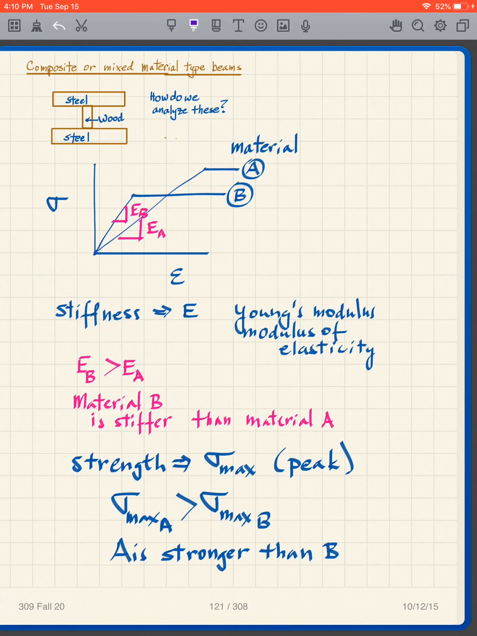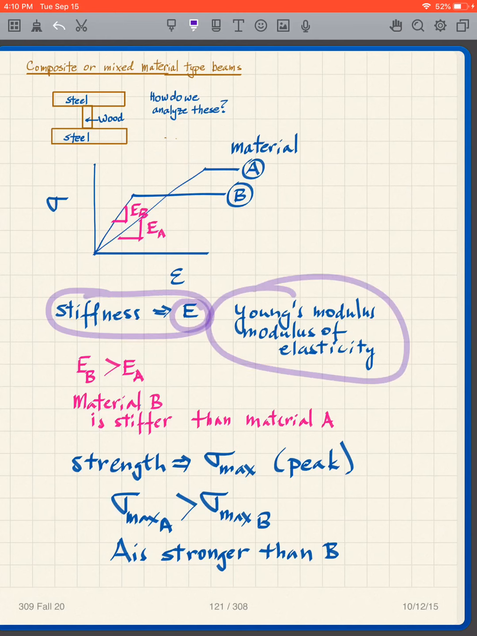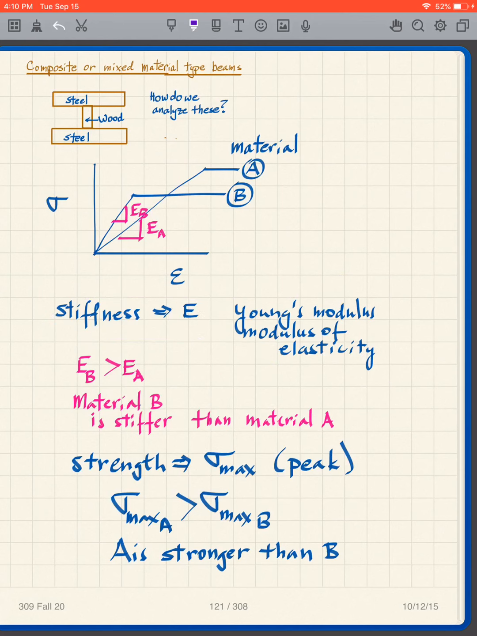You have to know these definitions. Stiffness is E, our Young's modulus of elasticity. How is that reflected here? It's the slope, if you remember the definitions. The slope of this curve is the Young's modulus. And what do I see? Material A has a smaller slope than material B. So material B is stiffer than material A.